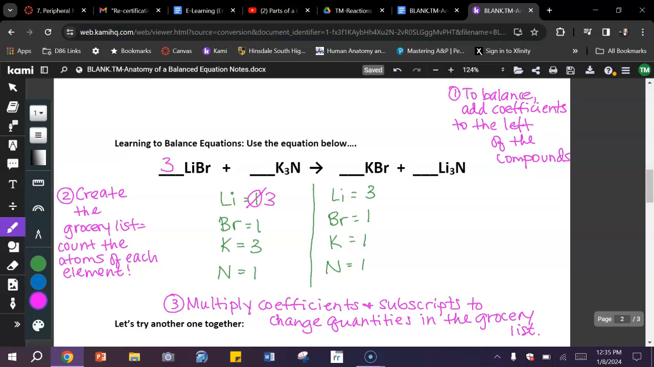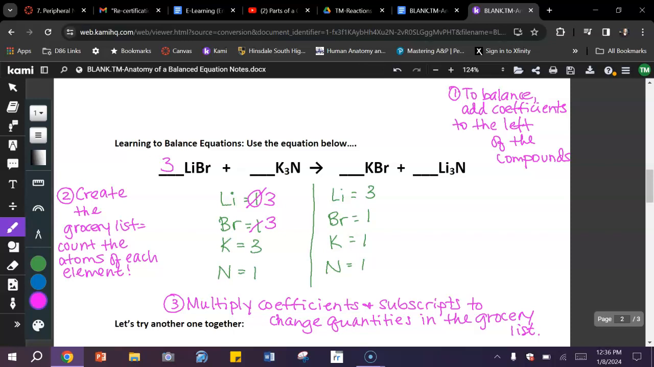But 3 times 1 for bromine is also going to change. So now my bromine is going to change to 3 as well. When you put a coefficient in front of a compound, you're changing the amounts of all the elements in the compound, not just the amount of the first one.